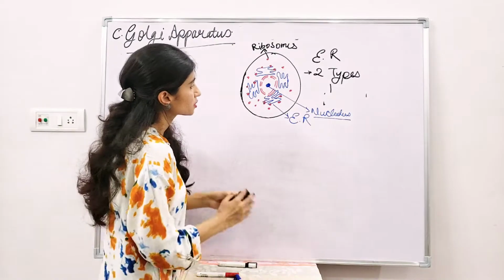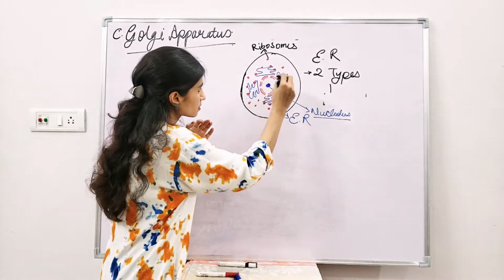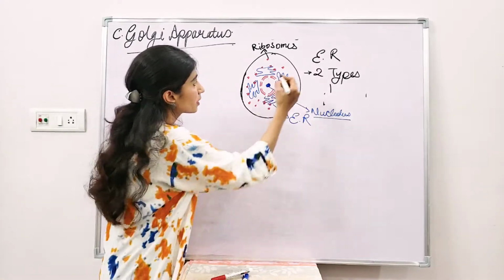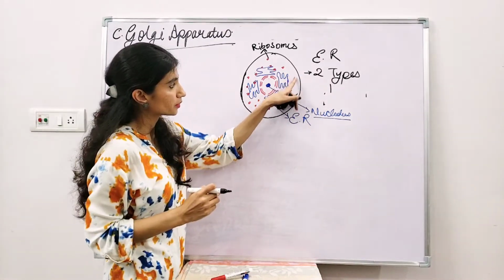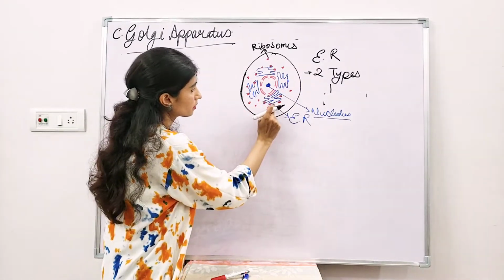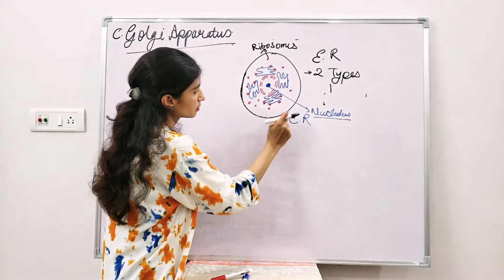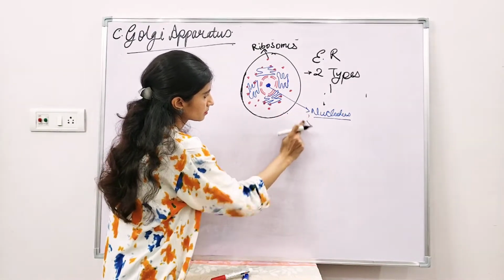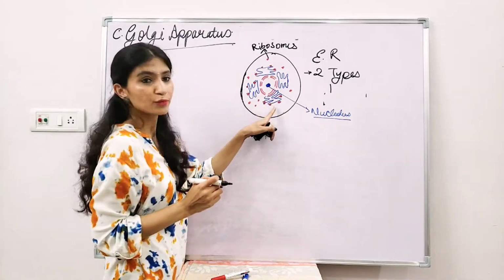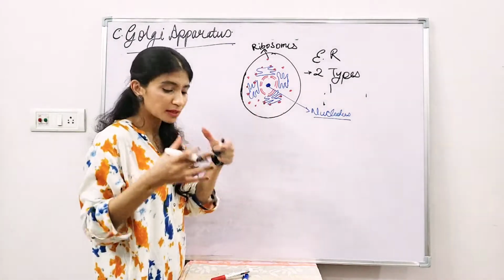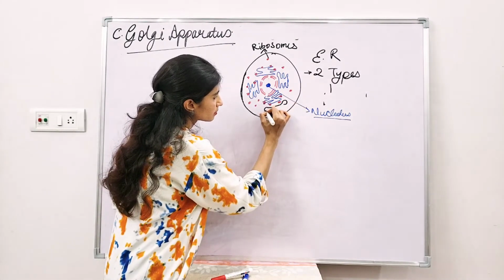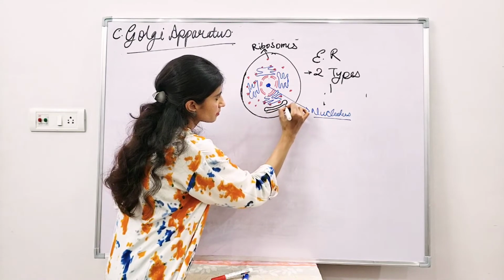Now I'll make certain changes over here to make you understand more. I'm just removing this. I'll use the black pen. I'm just drawing it over here so that you can understand in this space. This is your smooth endoplasmic reticulum. So this is the endoplasmic reticulum. Ribosomes are attached. Proteins are being made. Now what will happen? There's another structure there, like this.